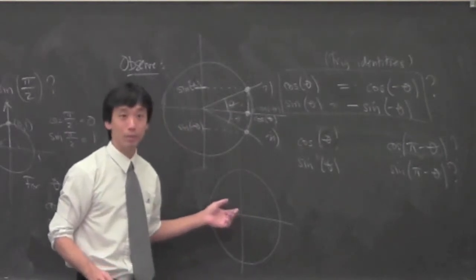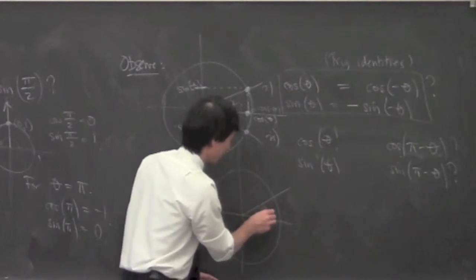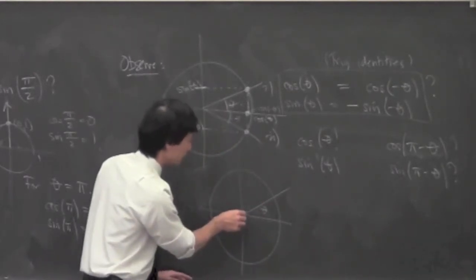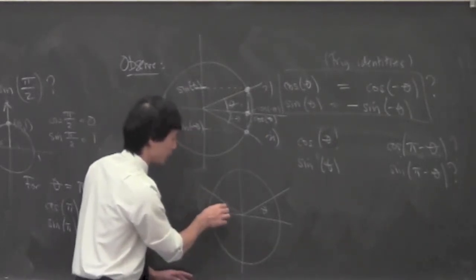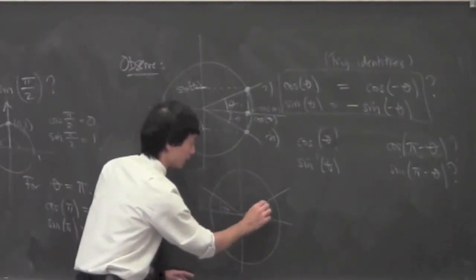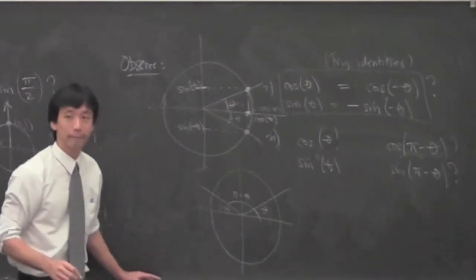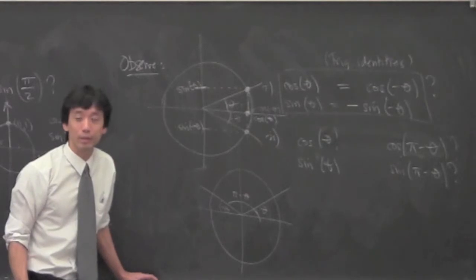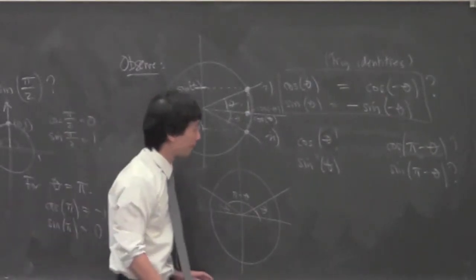Okay, so what about the second one that I asked? If you've got theta and you've got, say, pi minus theta, well, pi minus theta looks like this. You take pi and then you subtract off theta and you get to here. So this angle is theta, and this is pi minus theta. So what do you see? The opposite is true: cosine is negative and sine is the same.